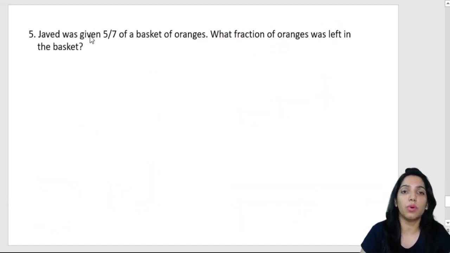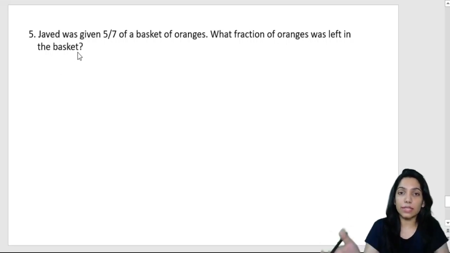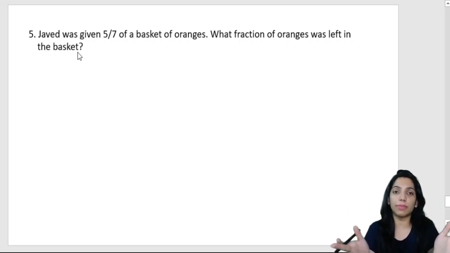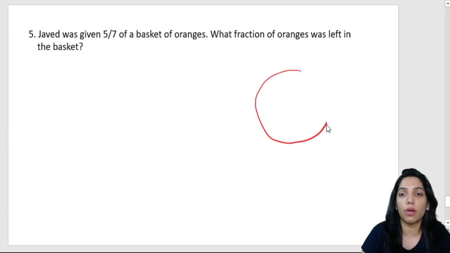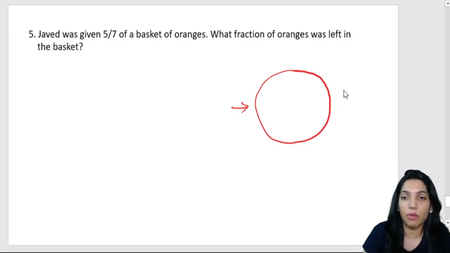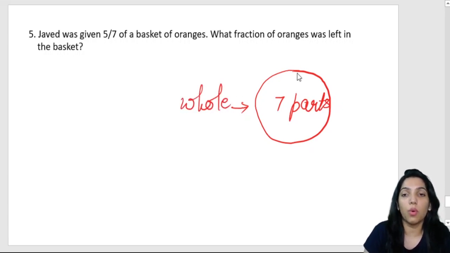It says Javed was given 5 over 7 of the basket of oranges. What fraction of oranges was left in the basket? Okay. So a basket of oranges. If you are just considering something and you are not given any number, that means it's a whole. So this is what the basket of oranges represents, the whole. And it has been divided into how many parts? 7 parts. The whole has been divided into 7 parts, out of which 5 out of 7 was given to Javed.